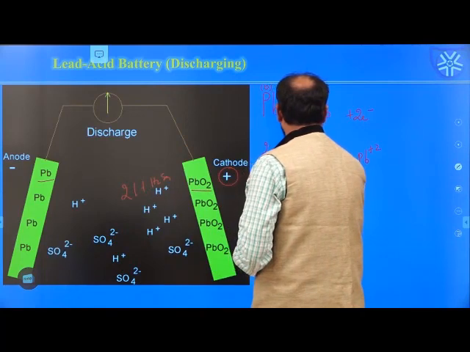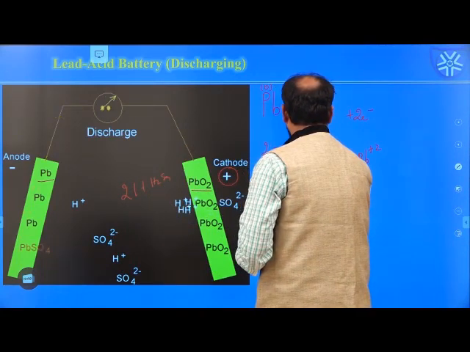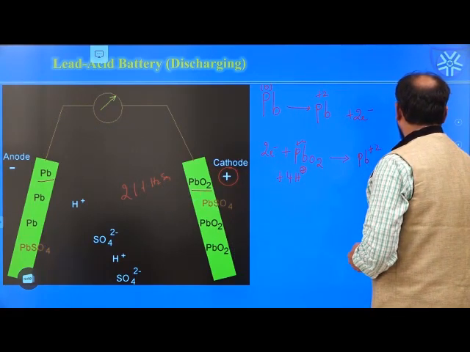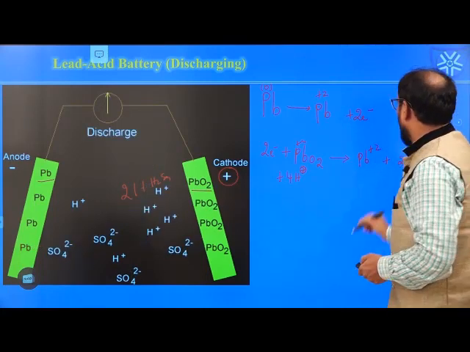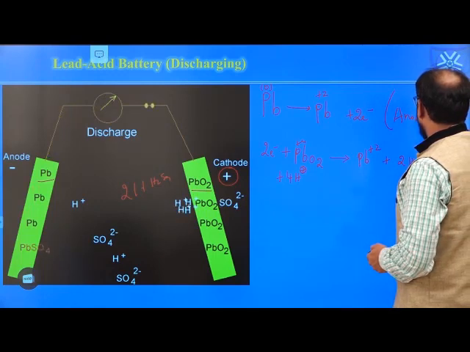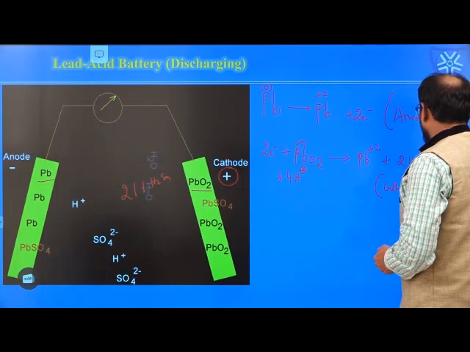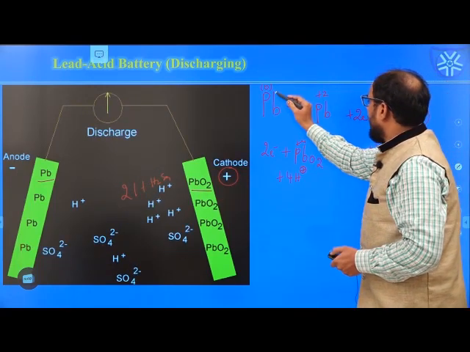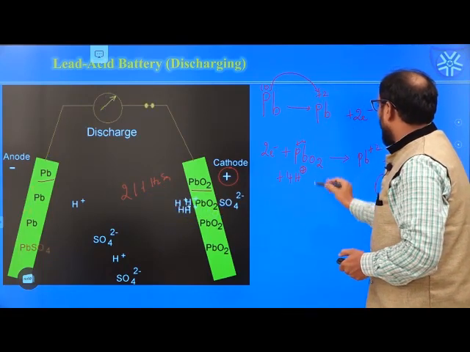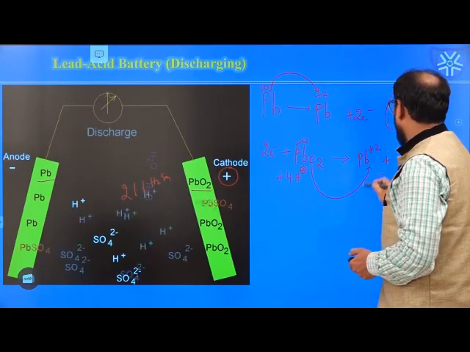So, in this reaction, we are having the 4H plus ions resulting in 2 molecules of water. This reaction occurs at the anode, the oxidation reaction, and this reaction occurs at the cathode, which is a reduction reaction. So, you can see very clearly that Pb has raised its oxidation state from 0 to plus 2, and PbO2 has reduced from plus 4 to plus 2.